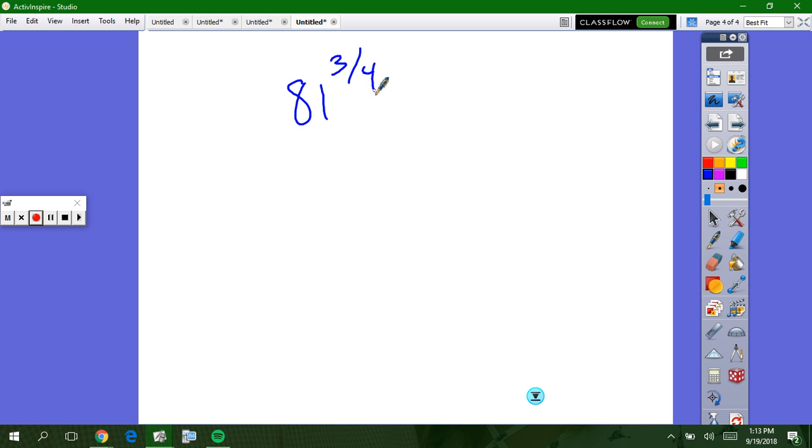Is 81 a perfect fourth root, or something raised to the fourth? What is it, Tommy? 3. So this is equivalent to 3 to the third, which is what? 27.